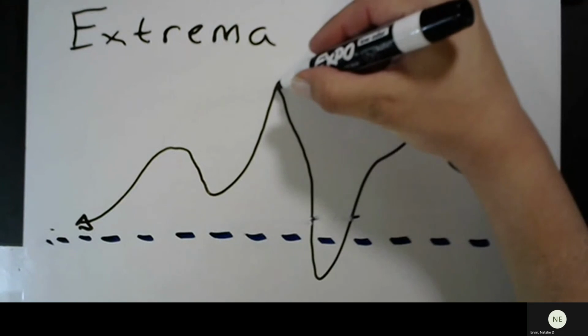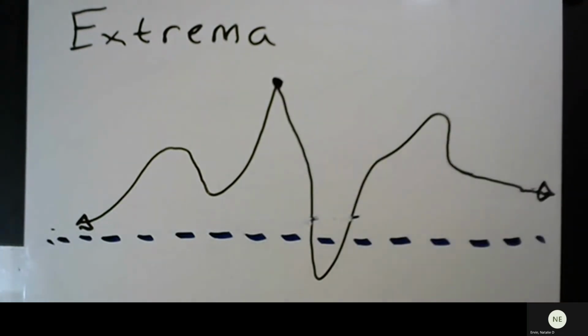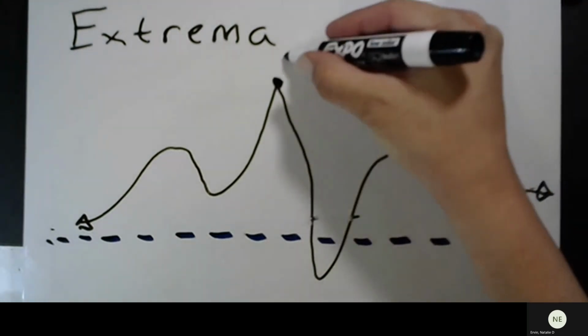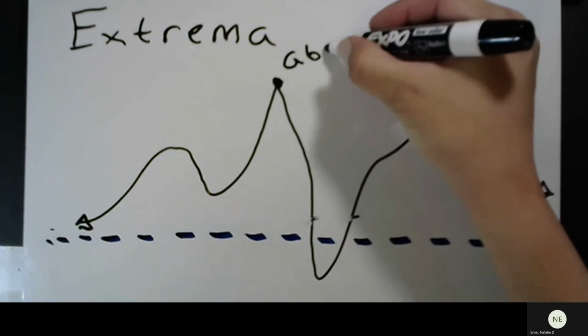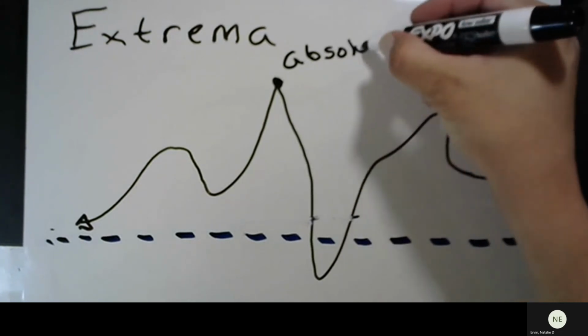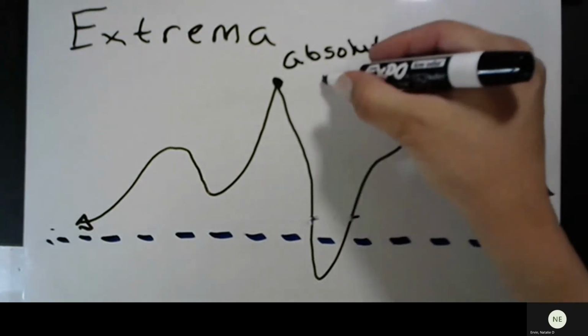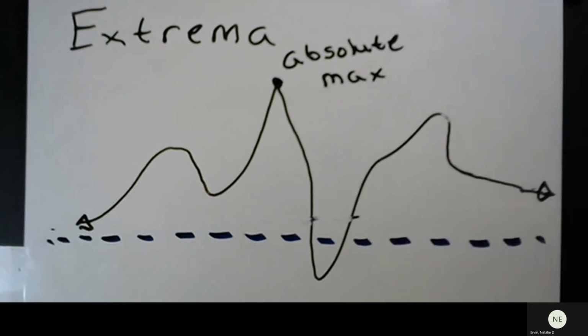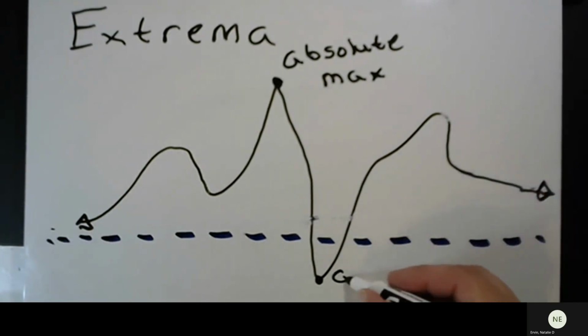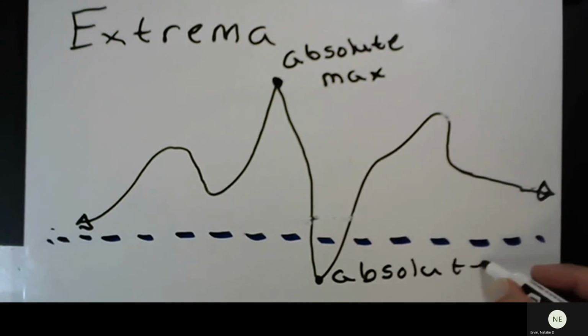Well, this is the highest point on this entire function. So we would call this the absolute max. And this is the lowest point on the entire function. We can call this the absolute minimum.